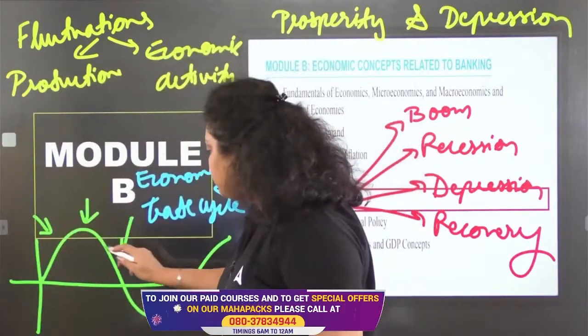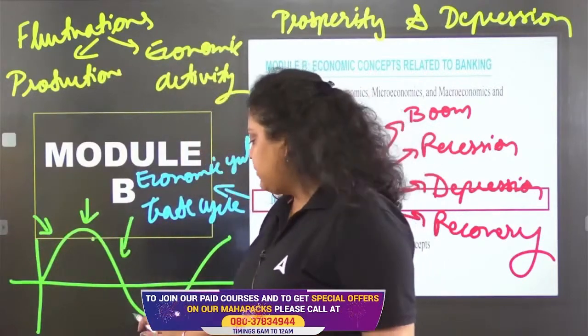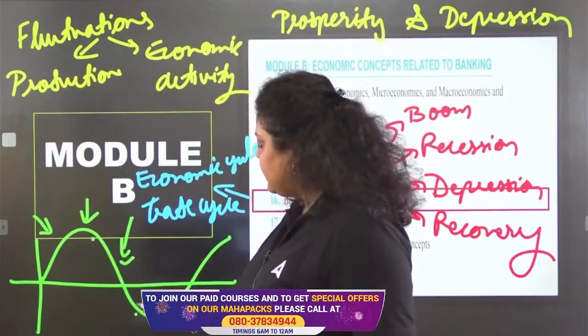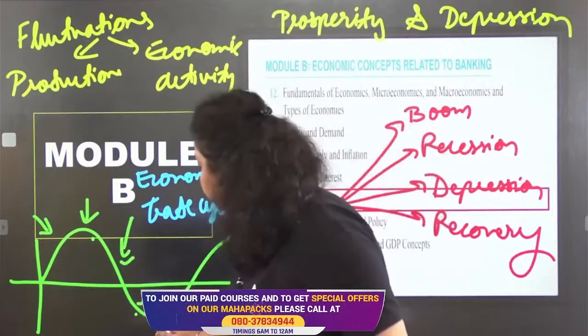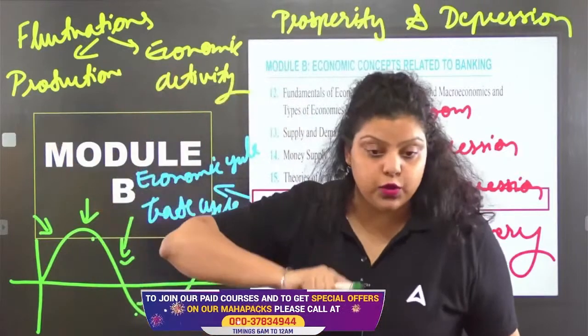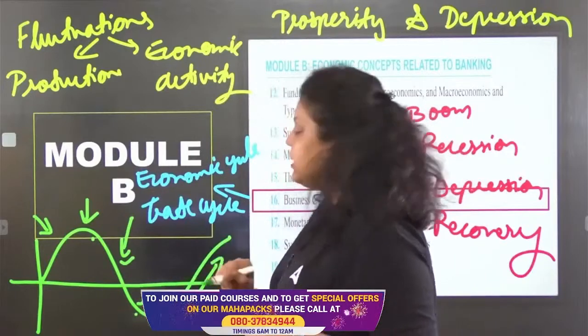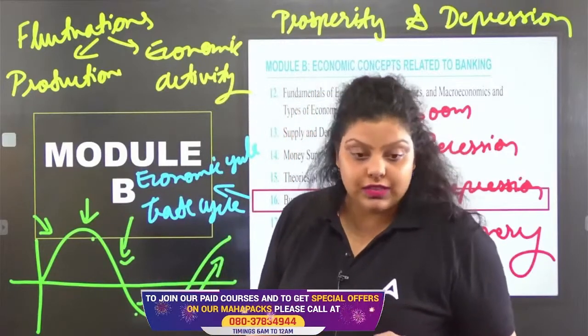Now, this is the contraction period, from here to here. The economy is declining. So here recession and here depression can be seen. At the lowest level of your economic growth, that will be a trough. And after this, you will find the recovery session.